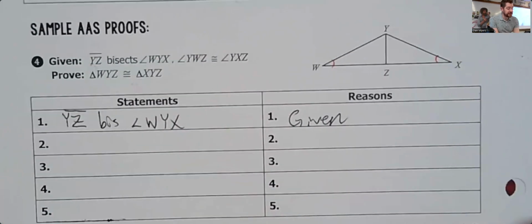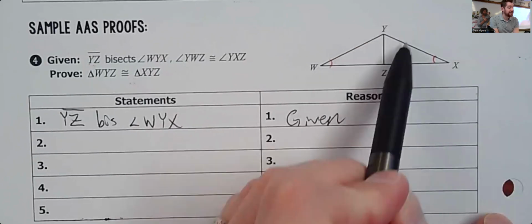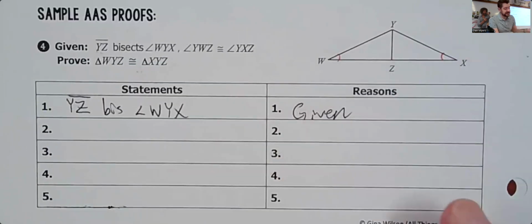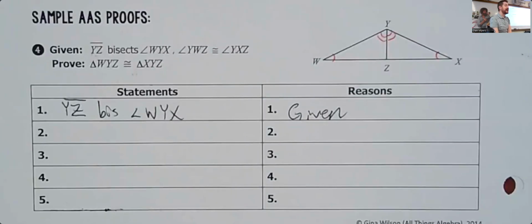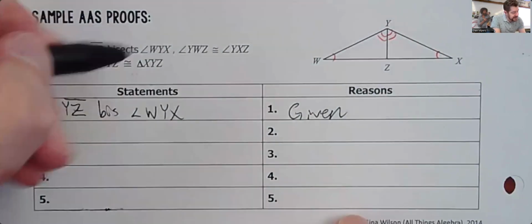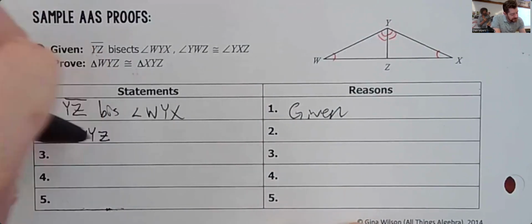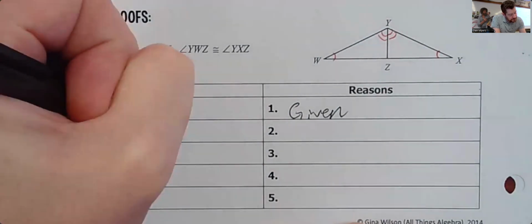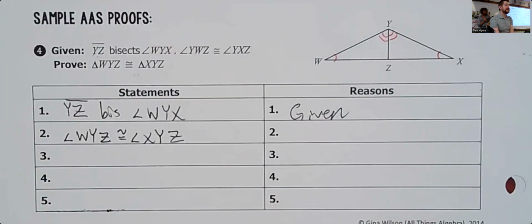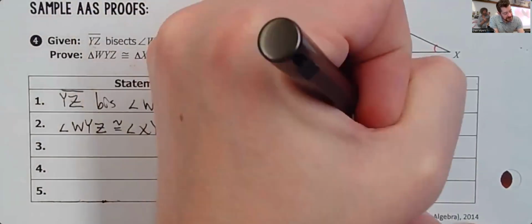So if YZ right here is cutting in half angle WYX, this angle at the top has been cut in half. That means that this part of it is congruent to that part of it. Those two parts of that angle up top are congruent to each other. So that means that angle WYZ is congruent to angle XYZ. And that's because of the definition of angle bisector.